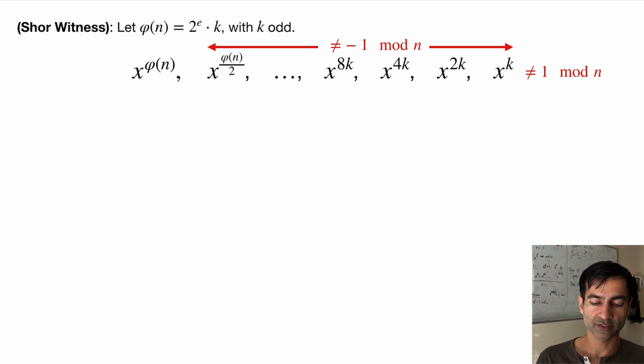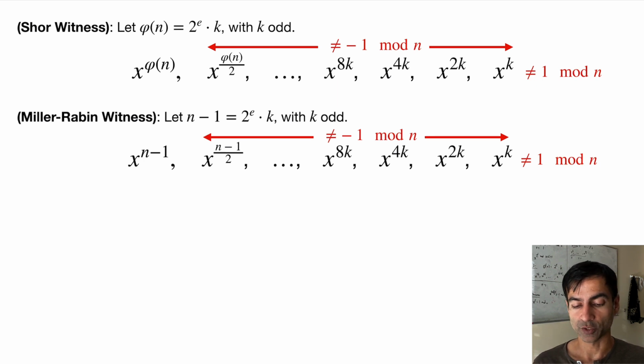In this witness, you have your phi of n, but when n is prime, phi of n is equal to n minus 1. So that suggests a different kind of witness where you replace the phi of n with n minus 1. Otherwise, I have the same description. And this is the Miller-Rabin witness. The intuition is, when n is prime, the two definitions are the same. So there will be no Miller-Rabin witness for the same reason that there's no Shor witness when n is prime.